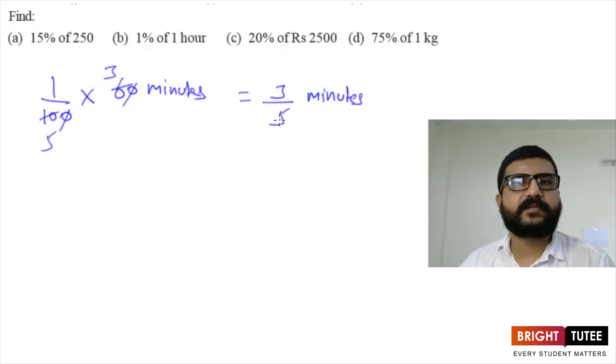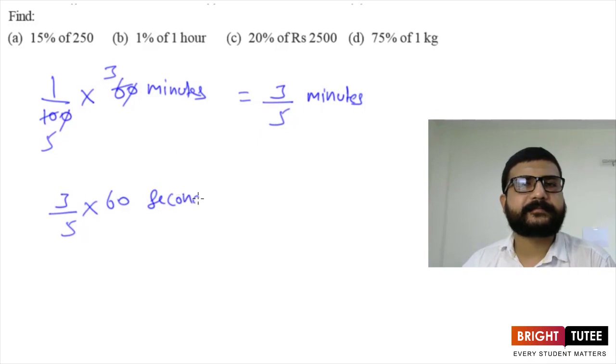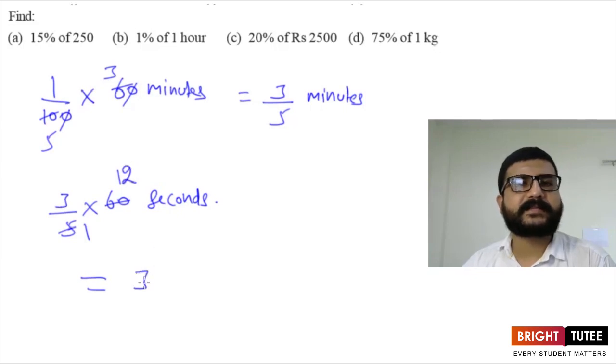Can we convert this into seconds also? Yes, we can do that. Now how to do that? We just have to multiply 3 upon 5 with 60. So let's do it. We will have 3 upon 5 into 60 seconds. Now we can cancel, 5 ones are 5, 5 into 12 will give us 60. Now 3 into 12 is 36 seconds. So therefore 1% of 1 hour is 3 upon 5 minutes, or we can say 36 seconds.